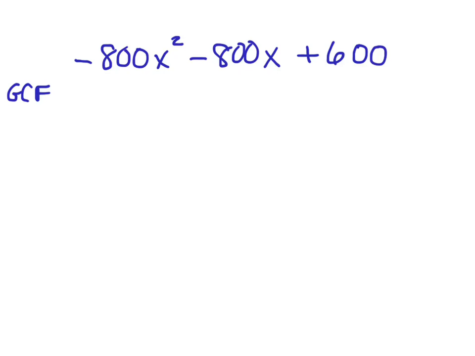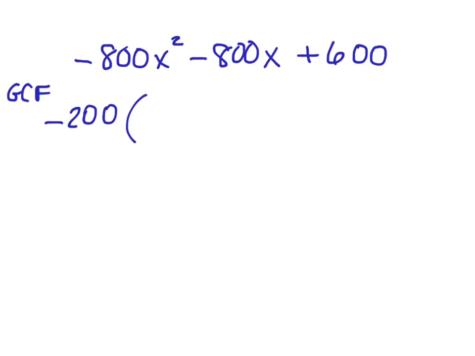So the first thing I would want to do is probably factor out a negative, just so I don't have a negative first term. And you might initially notice that each of these can be divided by 100. And then maybe you might also notice that they're even hundreds, so we could also take out a 200. So let's try that and see what that leaves us.